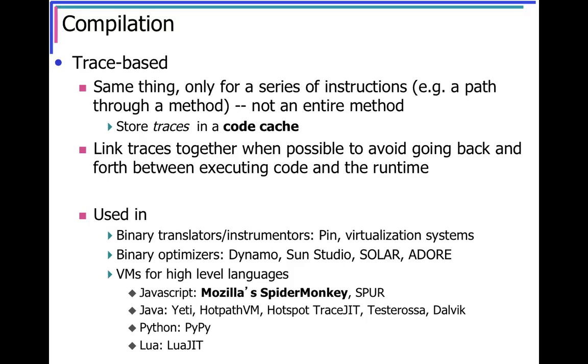VMs, that is, runtime systems and managed runtimes for high-level languages, use trace-based compilation often. For JavaScript, there's Mozilla's SpiderMonkey, which we're talking about today with the paper on TraceMonkey. Spur is also available for JavaScript. There are trace-based compilers for Java and systems called Yeti, HotPath VM, Hotspot TraceJIT, IBM's Testarossa, and Dalvik virtual machines. PyPy performs trace-based optimization and compilation for Python, and LuaJIT does the same for Lua.